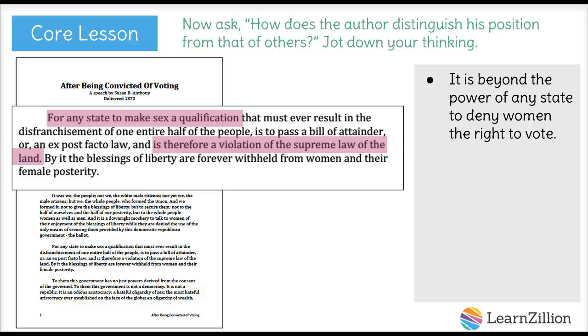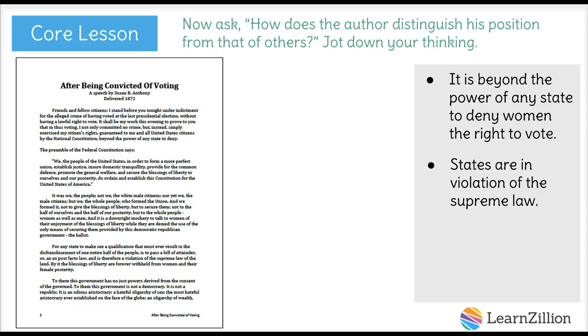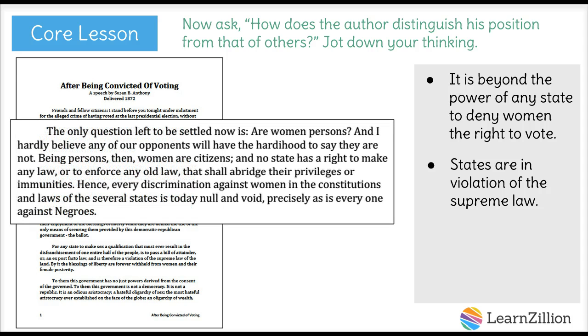Here is more evidence that Anthony's position is different from others, those charging her with the crime of voting. Let's go back to our notes and jot this down as well. So now we have two pieces of evidence where Anthony distinguishes her position from the position of others. Let's continue reading to see if we can find one more piece of evidence. In the last paragraph, Anthony makes one final attack against the state laws. She argues that the constitutions and laws of the several states is today null and void.